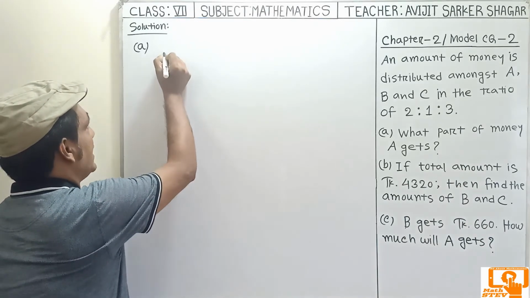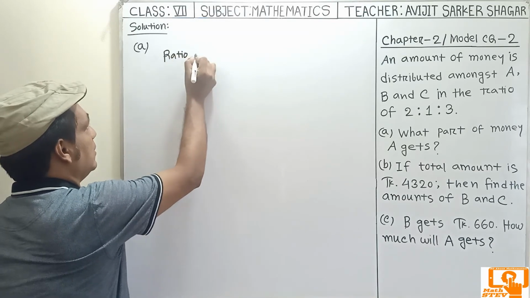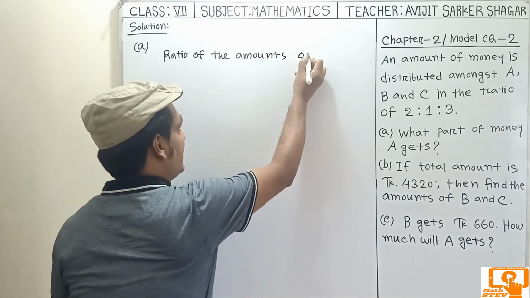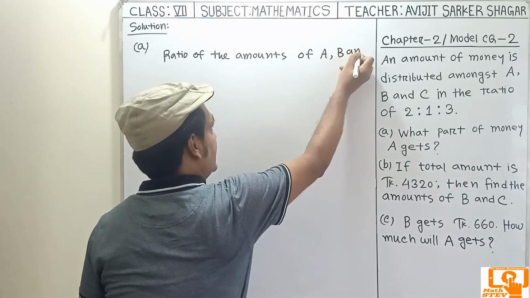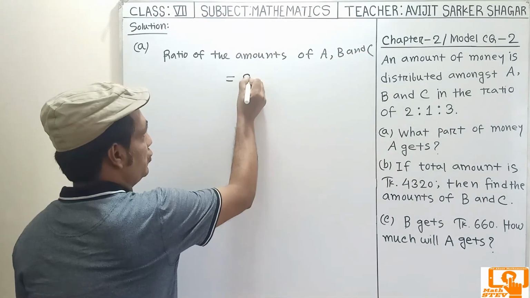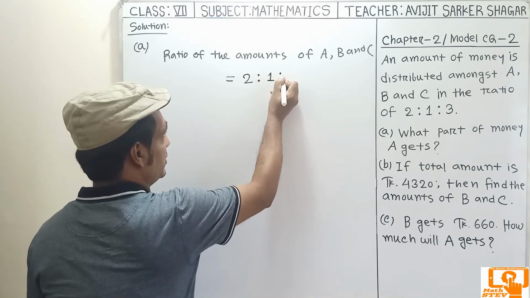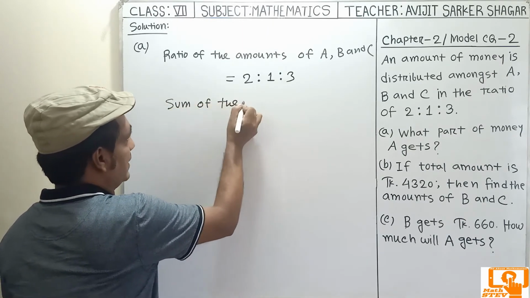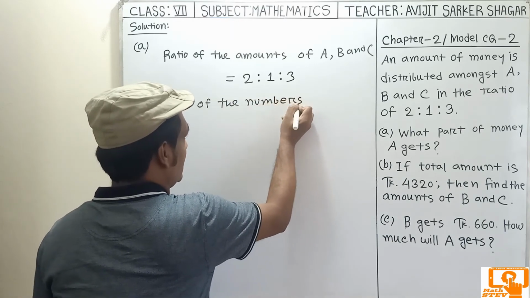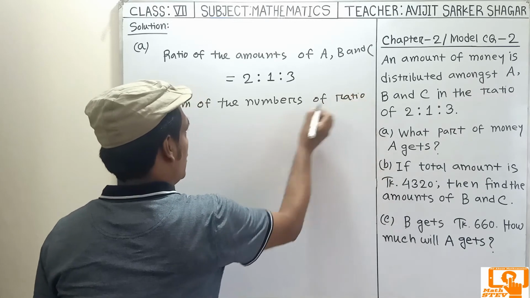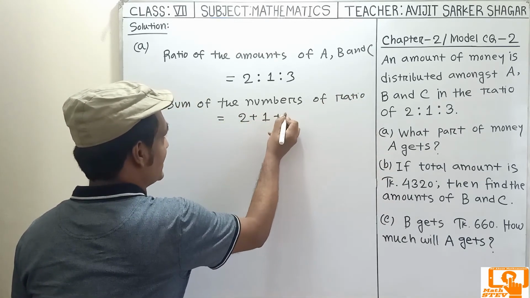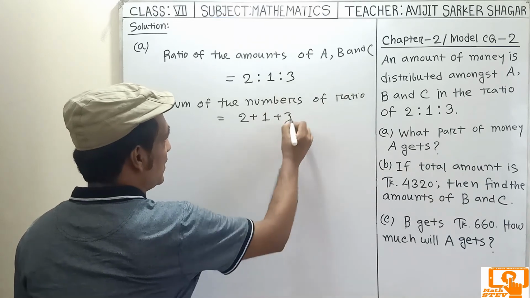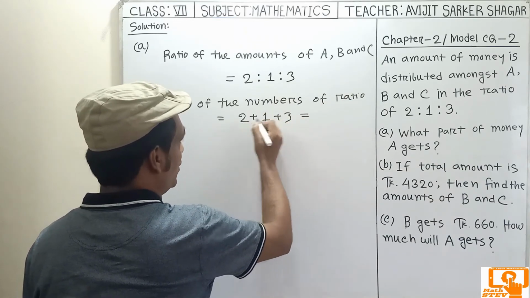Now, the ratio of the amounts of A, B and C is 2:1:3. Now, the sum of the numbers of the ratio: 2 plus 1 plus 3. 2 for A, 1 for B and 3 for C. Equals 3 plus 1 is 4, and 4 plus 2 is 6.